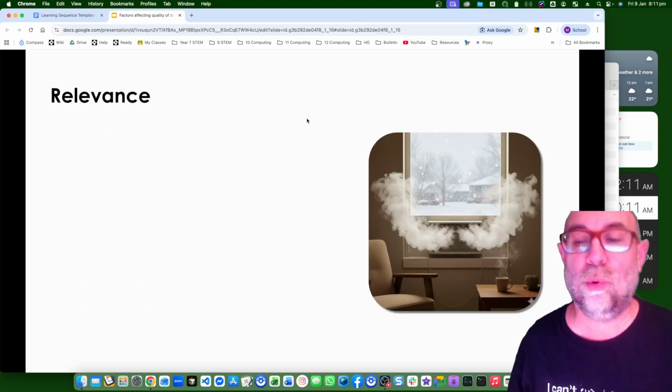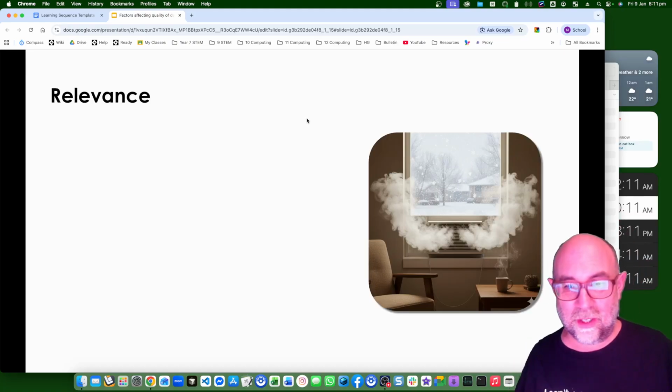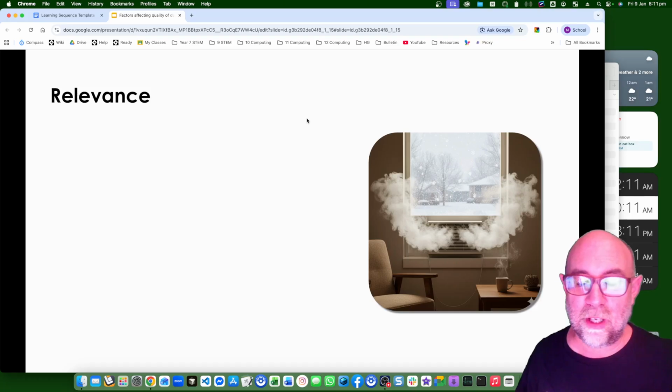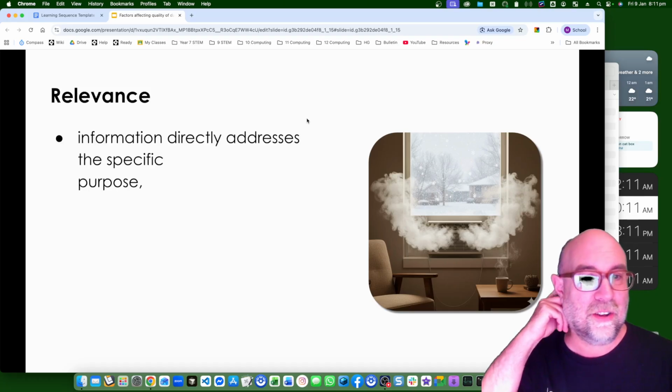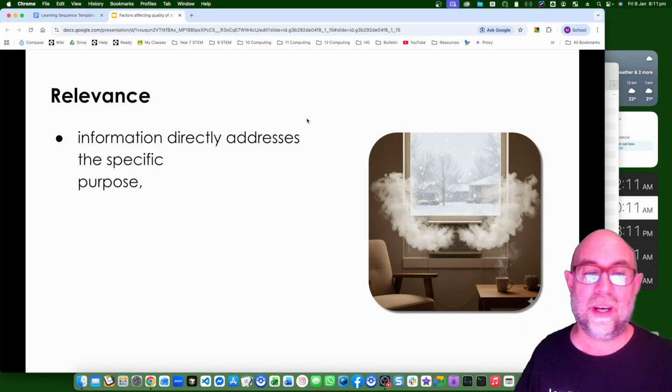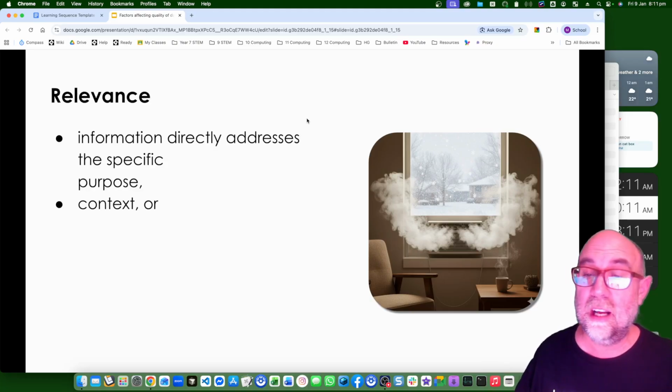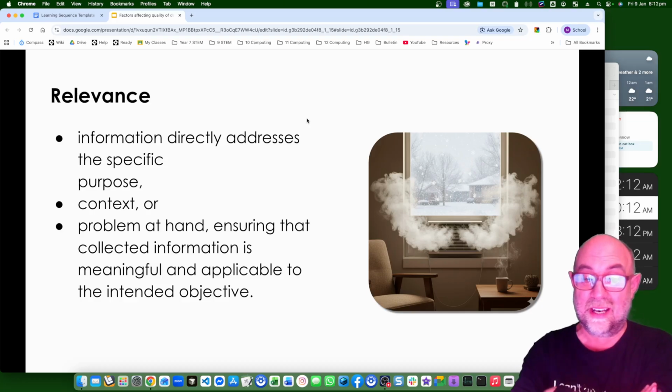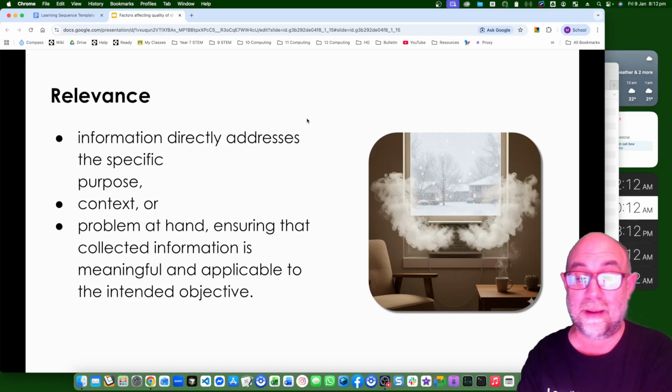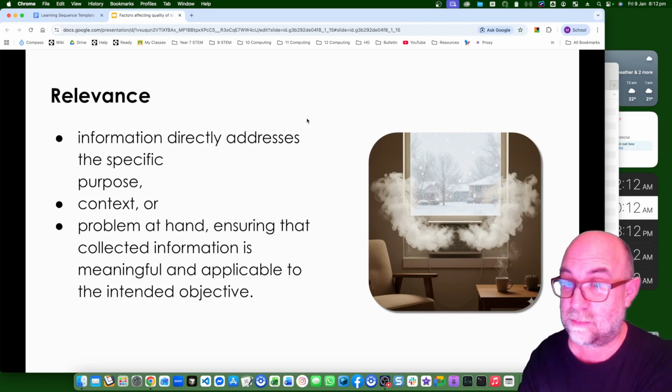Relevance is really important, and I've got a bit of a story for this one, which is what this is meant to remind me of. Let's see what it says on the slides. It says that the information directly addresses the specific purpose, context, and problem at hand, ensuring that the collected information is meaningful and applicable to the intended objective.